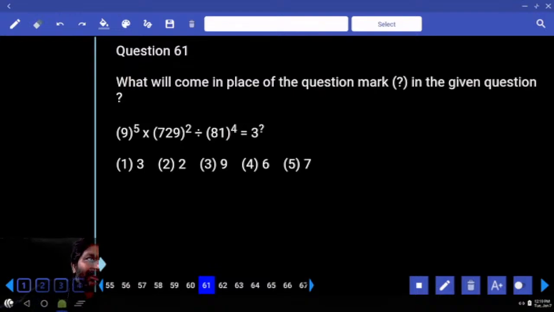Identify every other number on the left hand side as 3 power something. 3 square to the power of 5, 3 power 10. Multiplication is there, so we have to add the exponents. This can be written as 27 square, 9 cube, 3 power 6 to the power of 2, 12. Divided by is there, so you have to subtract. Right? 81 can be written as 9 square, 3 power 4 to the power of 4. 22 minus 16.